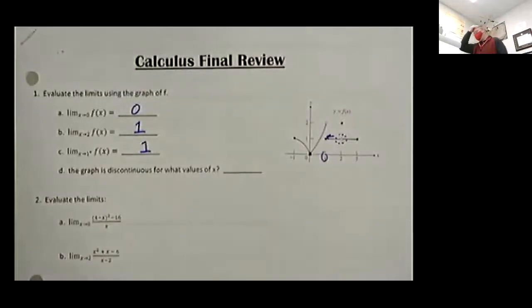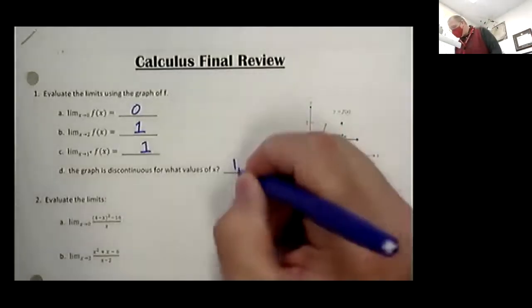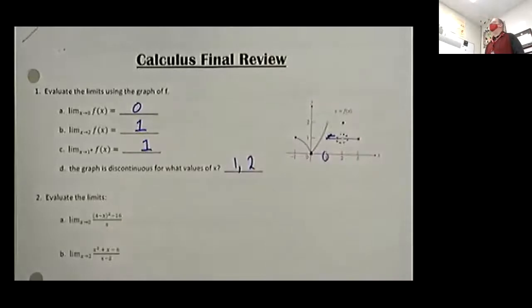Letter D, the graph is discontinuous for what value of x. Remember, discontinuous is where you have to pick up your pencil and set it down somewhere else. That would be at 1 and 2. Questions on number 1.